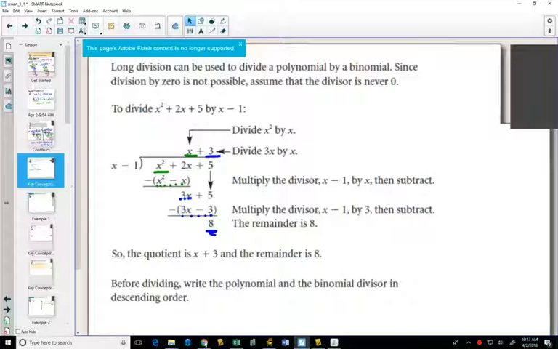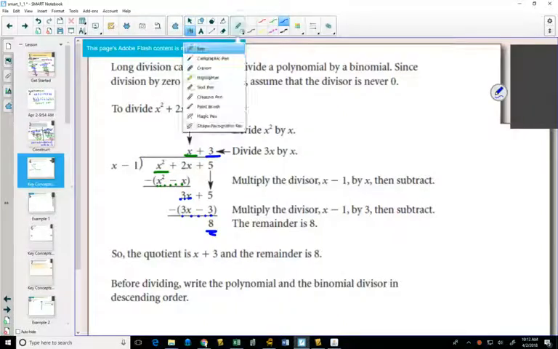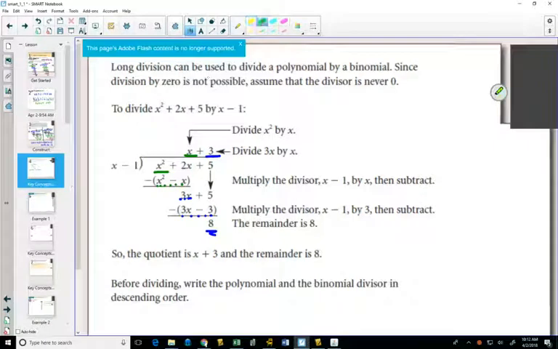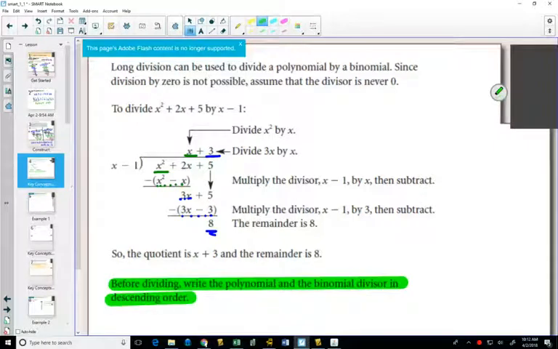And pull out your highlighter because this is an important thing. We have to write our polynomial in descending order. And that never was a problem with long division before, right?